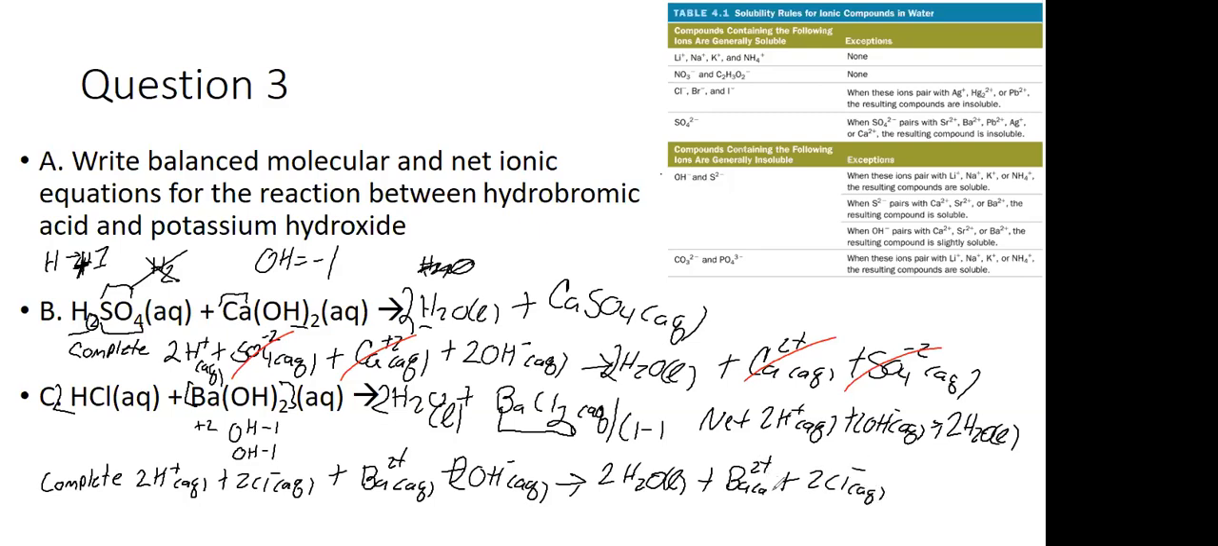Aqueous. Aqueous. Net. Cancel out all the spectators. And this should not be a surprise at this point, hopefully. What you're going to have left is water interacting. So in acid and base, what are you doing? You're making water. So 2 hydrogens, sure, we can keep red, plus 2 OHs makes 2H2O, liquid.